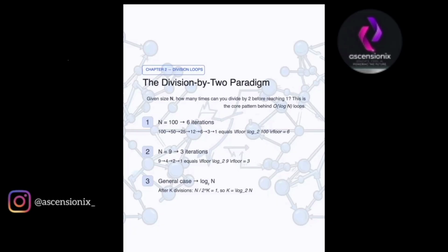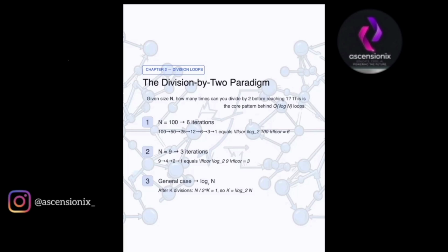Correct? Let's try again with another example, maybe a smaller number, 9. If you divide 9 by 2, you get 4.5 something, but because it is an integer, we take only 4. And again if you divide, we get 2, and again if you divide, we get 1. So in 3 iterations, you get the result. Now let's look at the mathematical pattern behind this process.